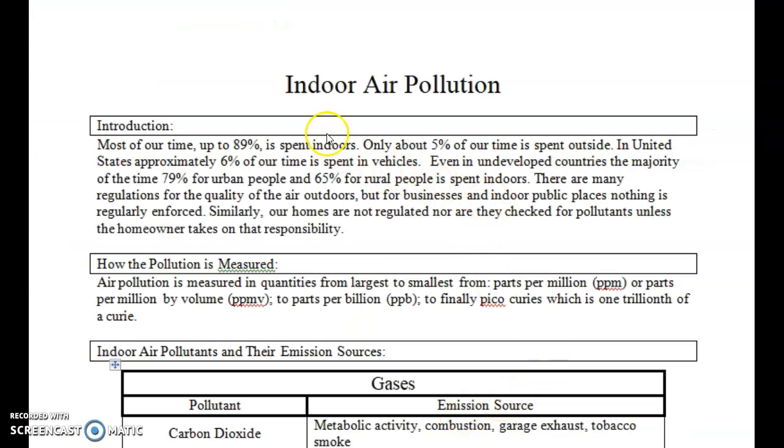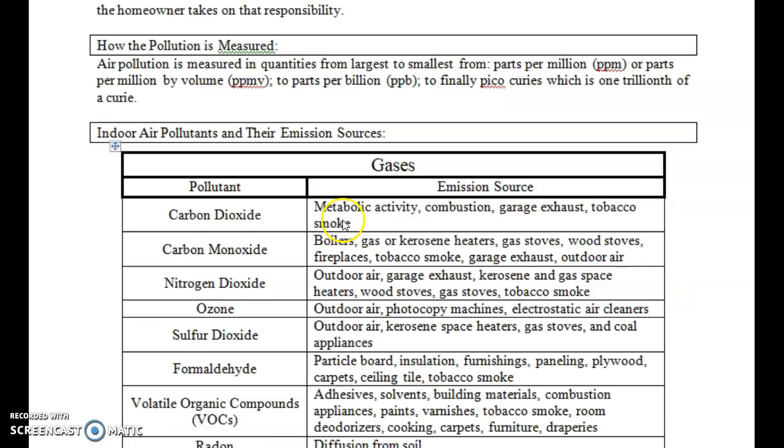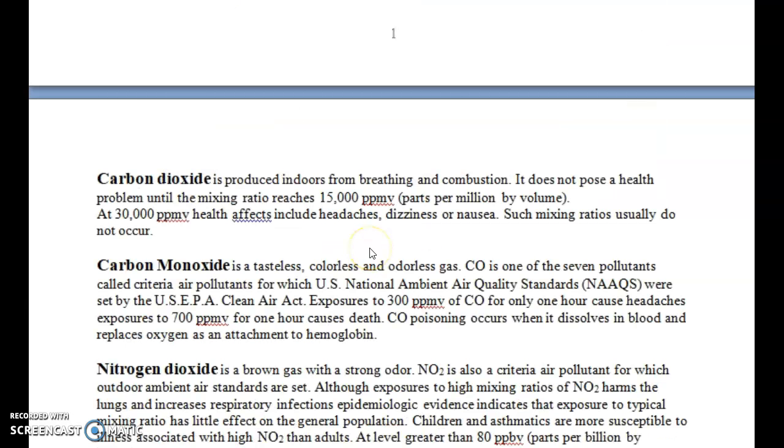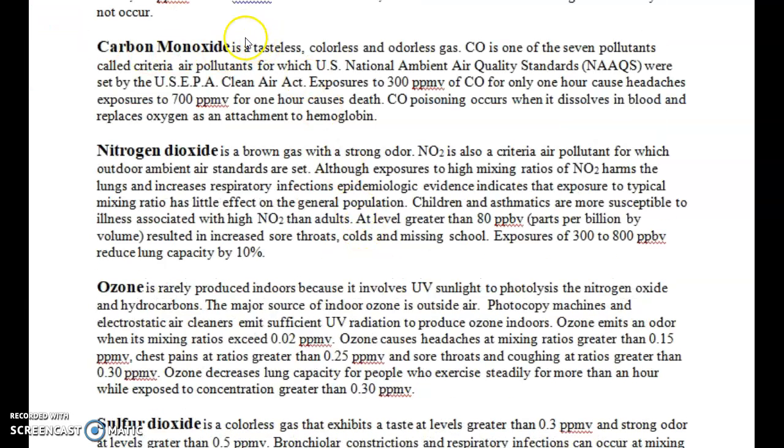Now, what I want you guys to do is, you have an assignment where you have to look at the types of indoor air pollution. So you will have some information about different types of air pollutants, like carbon dioxide, nitrogen dioxide, ozone, and so on. I want you to read this, and once you are done reading it and understanding it, I want you to read some more detailed information.